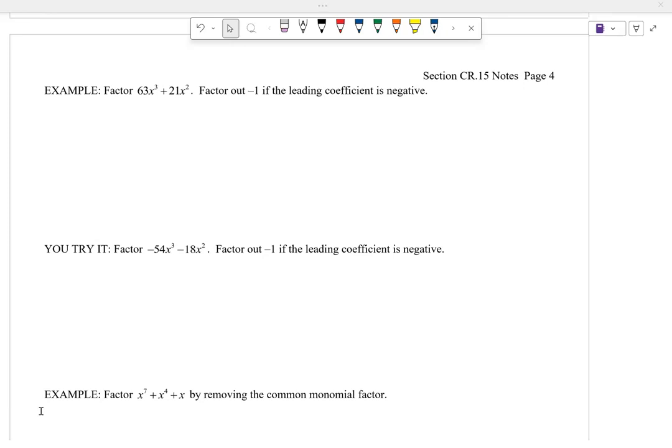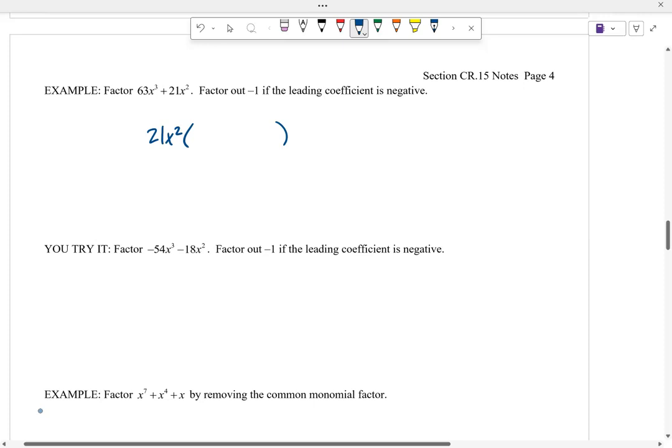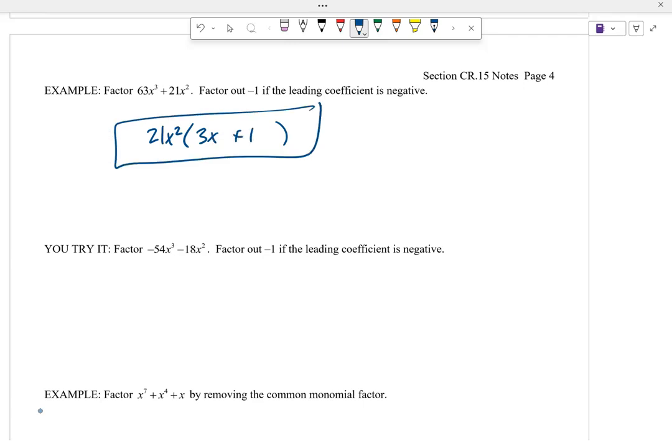Here's another one. 63x cubed plus 21x squared. Hopefully you recognize that 21x squared is their GCF. That's the first thing you want to go with. And you'd be left with a 3x plus 1. Again, you'd check that. Notice if I distribute that back, I have the original 63x cubed plus 21x squared.